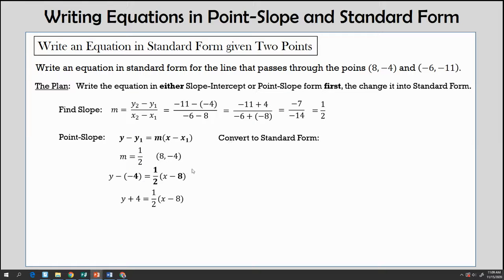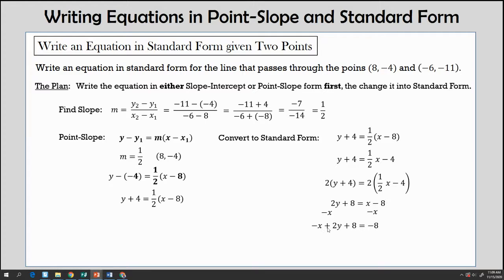Now I'm going to take the point slope form and convert it to standard form. Okay, so to do that, I'm going to distribute the 1/2. Now I'm going to eliminate the fraction. Remember, in standard form, we can't have fractions or decimals. So I'm going to multiply both sides by 2. Okay, 2y plus 8 equals x minus 16. And now I need to get the x term on the left. So I'm going to subtract x from both sides. Negative x plus 2y plus 8 equals negative 16. Get the whole number to the other side, subtract 8. And I get negative x plus 2y equals negative 24, right?